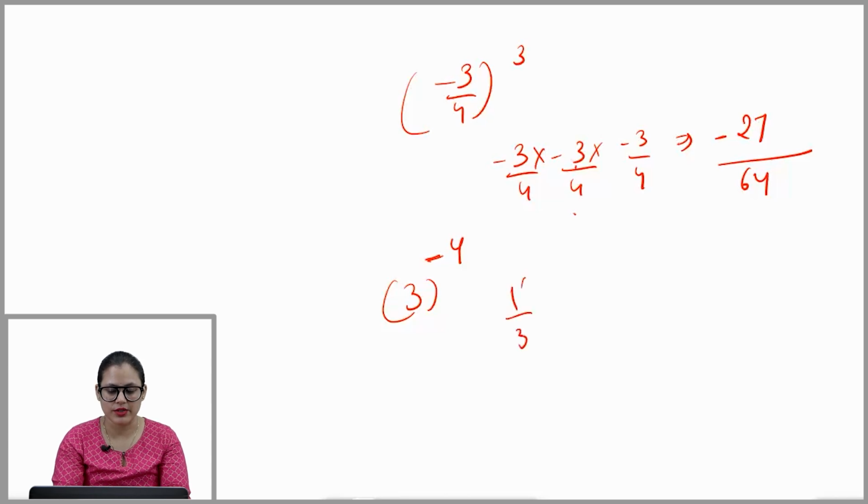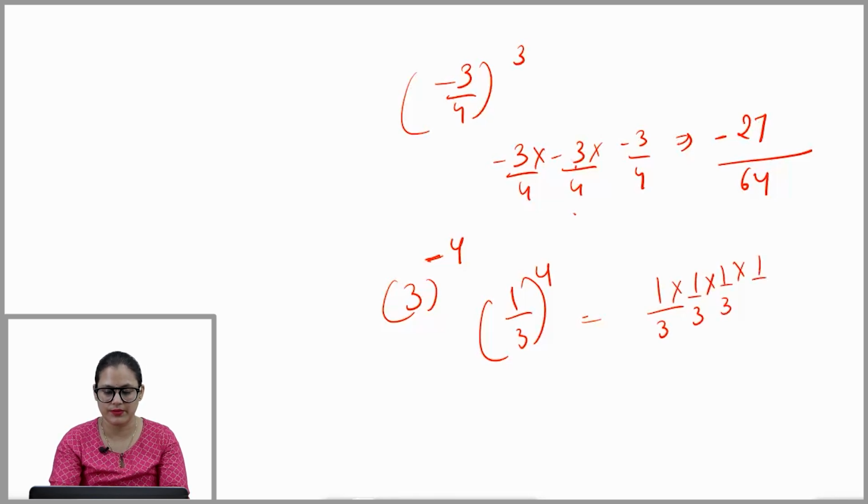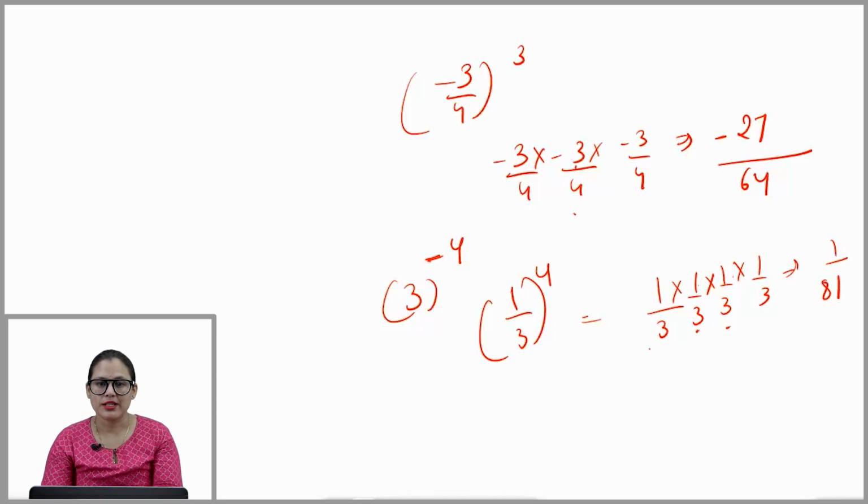1 by 3 raised to the power 4. Okay, now we will write it 4 times: 1 by 3 into 1 by 3 into 1 by 3 into 1 by 3. Okay, so 1 into 1 is 1 only. 3 3s are 9, 9 3s are 27, and 27 3s are 81. Okay, third part you will do.